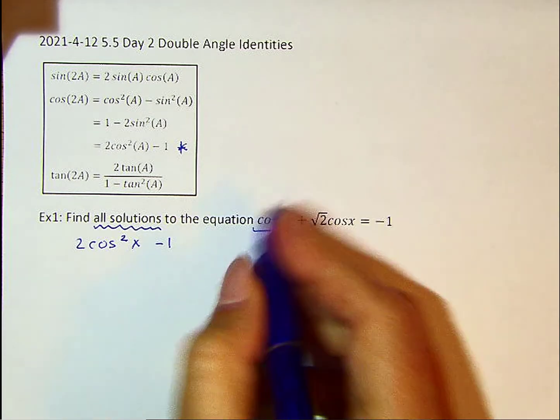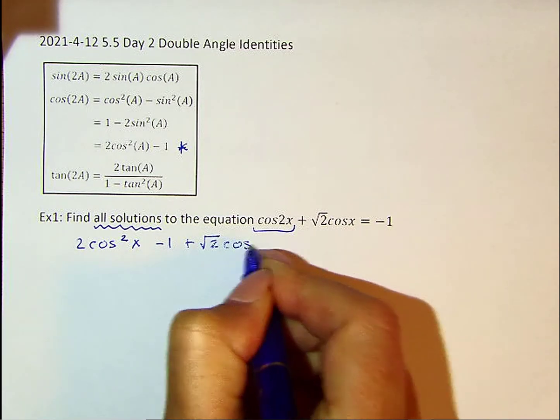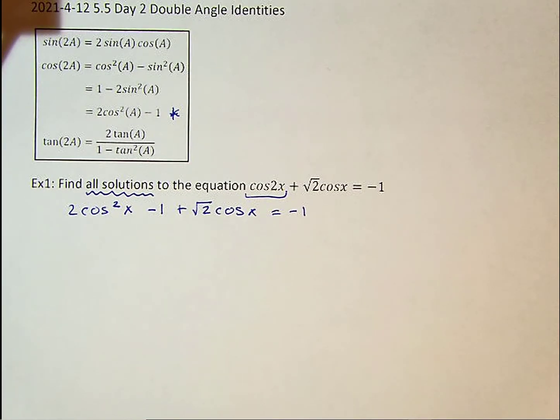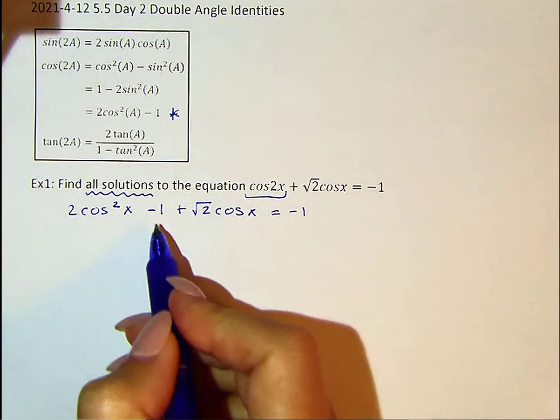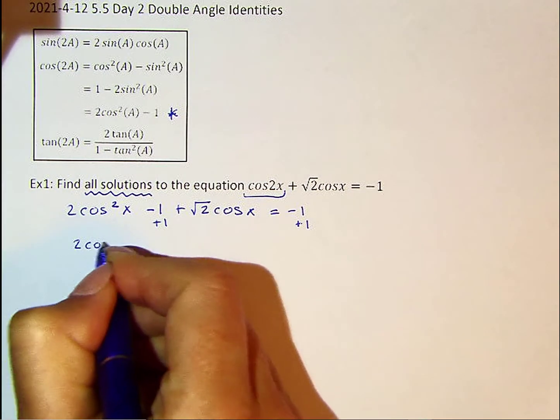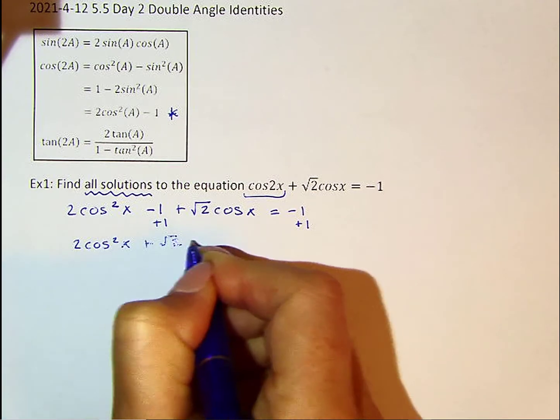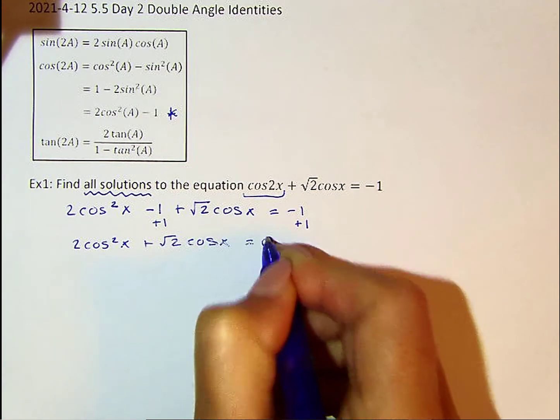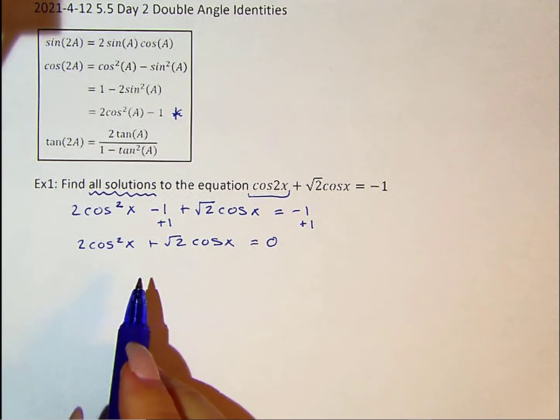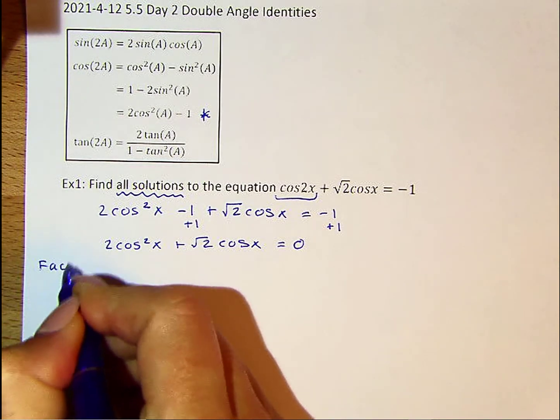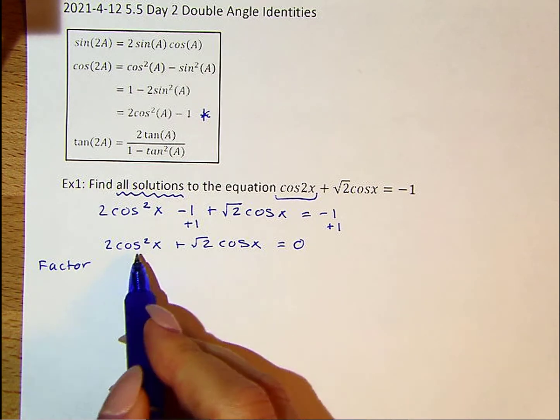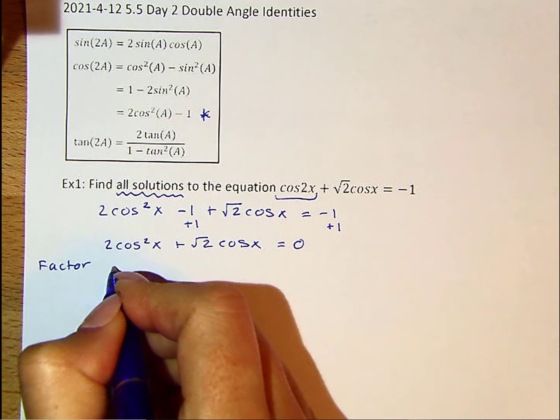Then I'm just going to proceed with the next term and set it equal to the -1. Now I need to eventually solve. So I'm going to get rid of my 1 here. And then I look at the left-hand side and I say, what is common between these two terms? What can I factor? So I can't factor out a 2 because the 2 is not the same as the root 2, but I do have cosines in each term. So I'm going to factor out a cosine.